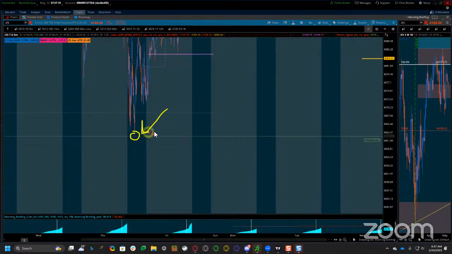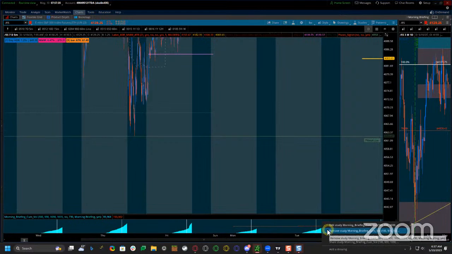So if you're looking at that line and thinking, oh, wow, price tagged that line perfectly. No, it didn't. Price created that line. The line wouldn't exist if price hadn't gone there. Chicken and the egg, right? Which came first, the line or the move in price? The move in price came first.